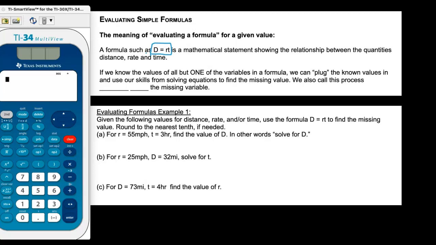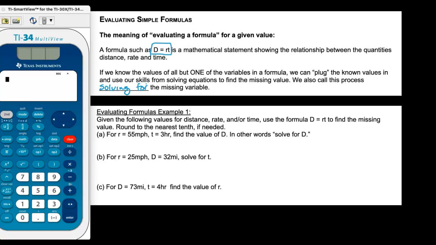If I knew two of the variables out of the three, then I could solve for the third one. And it doesn't matter which one I don't know. I can solve for any of those as long as I know the other two. And so we call this process solving for the missing variable. I sometimes also like to call it plug and chug because I'm plugging numbers in, and then I'm using my solving techniques to get a variable.